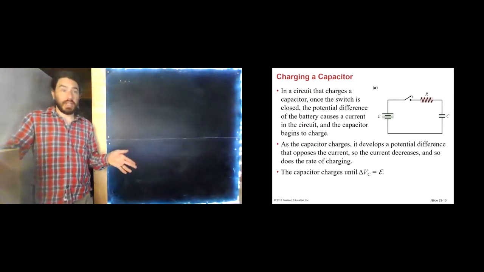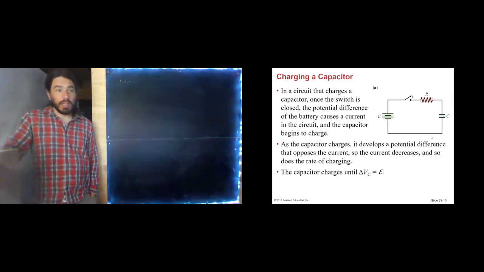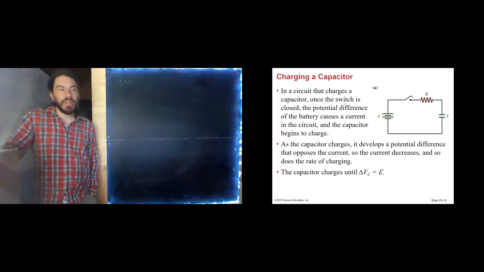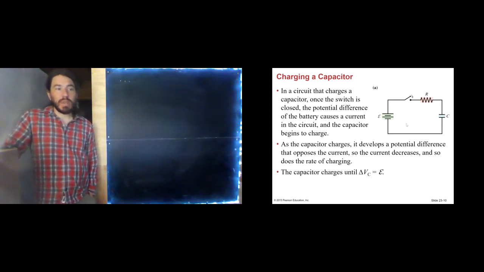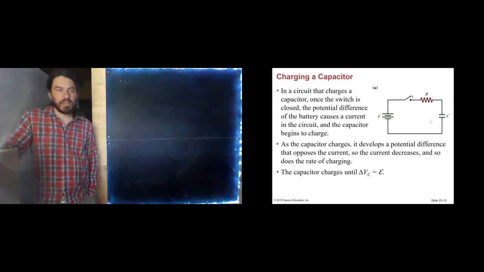Now let's look at charging a capacitor. Here we see the circuit that I set up initially in this lecture, the demonstration I did at the very beginning. In a circuit that charges a capacitor, once the switch is closed, the potential difference of the battery drives a current. Now, it's really important to recognize here that initially the capacitor is uncharged, right?